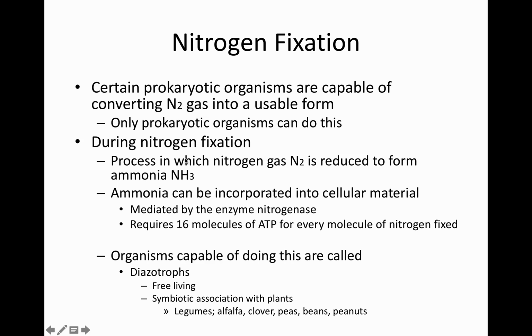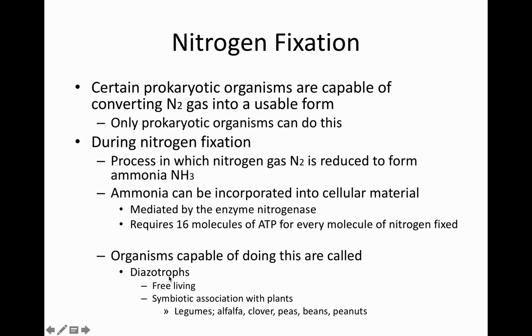So nitrogen fixation is a process in which nitrogen gas is reduced to form ammonia, or NH3. Ammonia can be incorporated into cell material. It's very energy taxing for the organism. It takes about 16 molecules of ATP for every molecule of nitrogen that's fixed. Organisms that are capable of doing this are called diazotrophs.